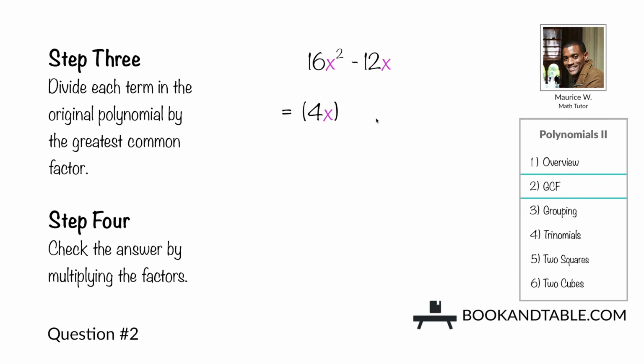And now to find the second factor, the third step is to divide each term in the original polynomial by the greatest common factor, 4x. When we do so, we get 16 divided by 4, which is 4. X squared divided by x is equal to x. 2 minus 1 would be x to the first. And now we divide the second term, negative 12x, by 4x, giving us negative 12 divided by 4, which is negative 3. X divided by x is equal to 1. 1 times negative 3 is negative 3. So when we factor 16x squared minus 12x, we wind up with 4x times 4x minus 3.